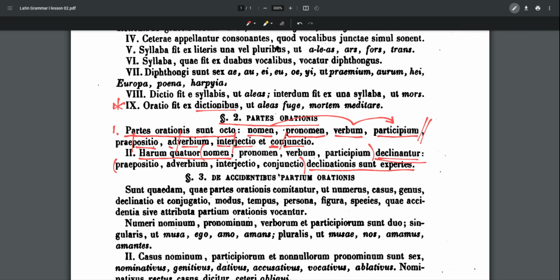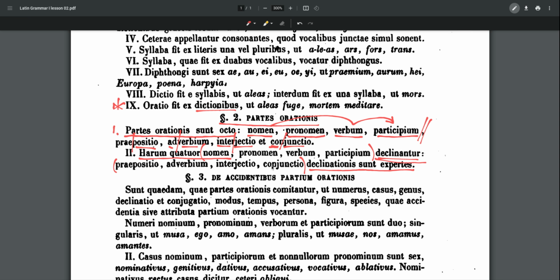So prepositions, adverbs, interjections, and conjunctions are words that have only one form in Latin. So these are very easy to learn because we simply learn one word, and that's all there is to know about that word. Whereas the other 4 parts of speech, nomen, pronomen, verbum, and participium, they have multiple forms. So for every word, we need to learn a whole set of forms to express different ideas.